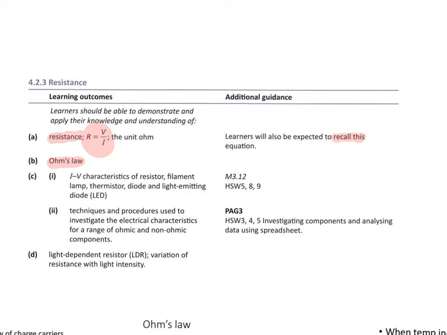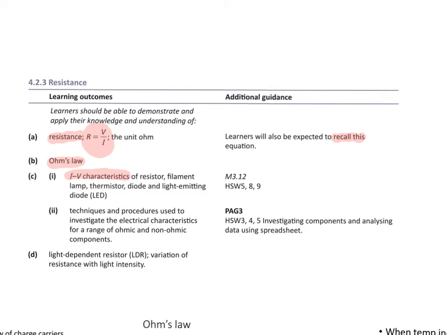Then we're going to look at the IV characteristic curves for a resistor, filament lamp, thermistor, diode, and a light emitting diode, so LED. They're very important to know. They all get tested in exams, and they're quite simple things actually.